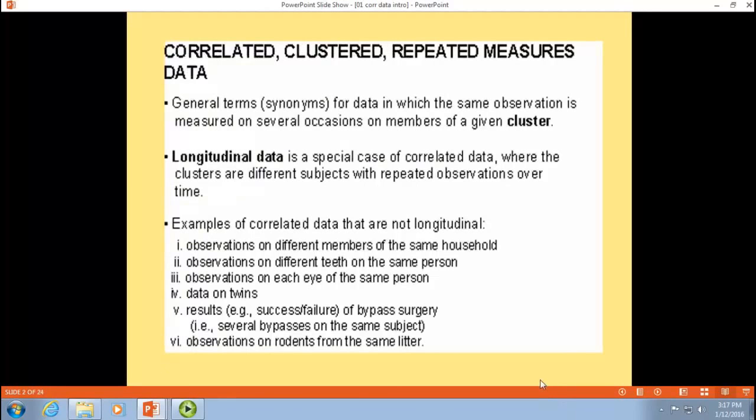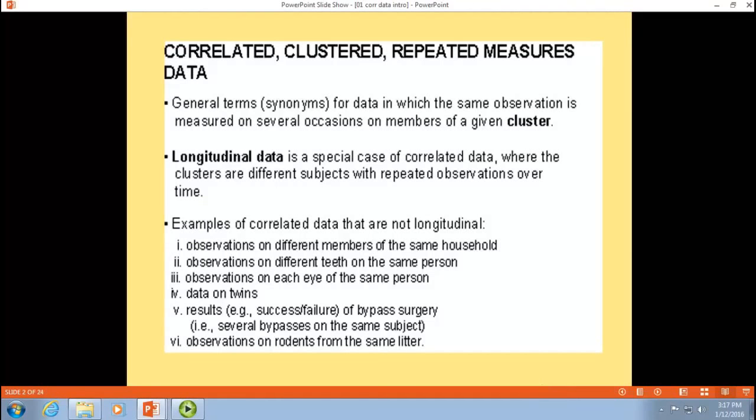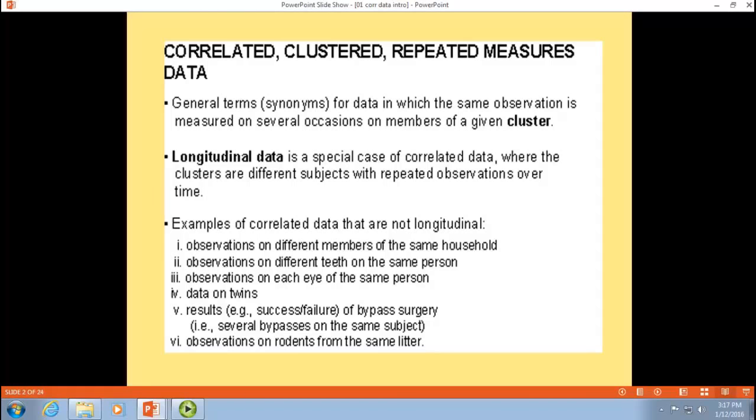Okay, so to talk about correlated data, first of all, there's a whole bunch of synonyms that are used to say the same thing. You can talk about correlated data analysis, you can talk about clustered data, you can talk about repeated measures data. These are three things that are all basically general terms for data in which the same observation is measured on several occasions on members of a given cluster. That's what we mean in very general terms when we talk about something called a cluster. Now, a cluster could be an individual.